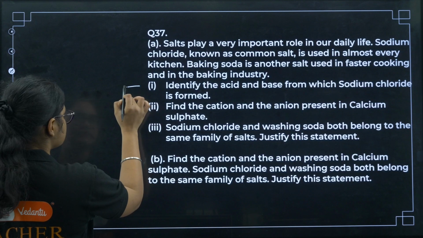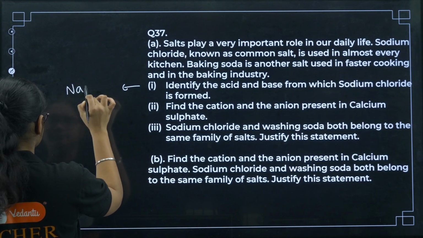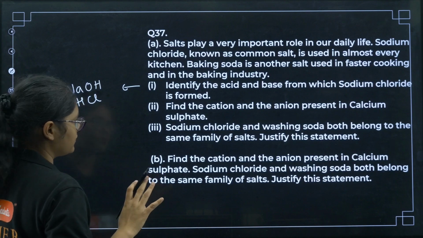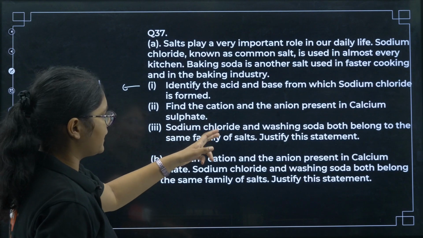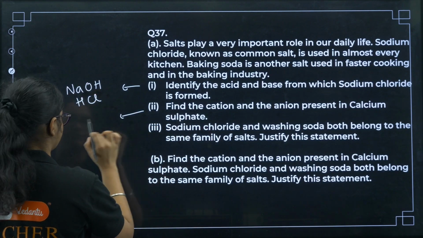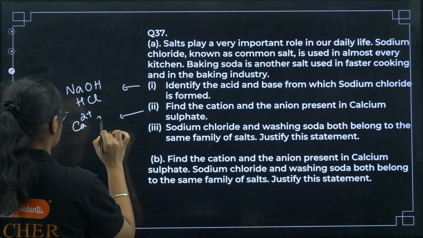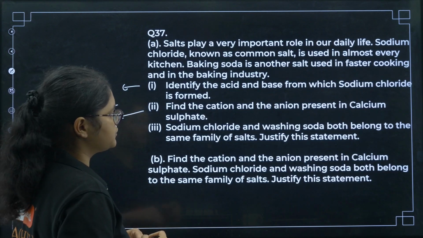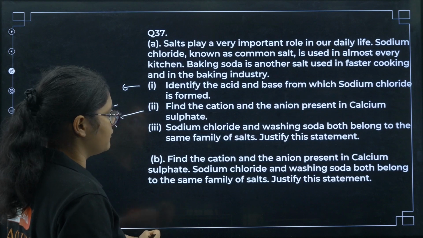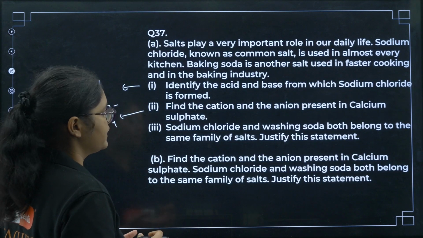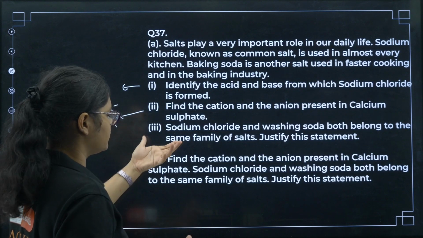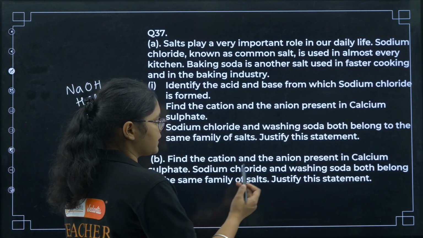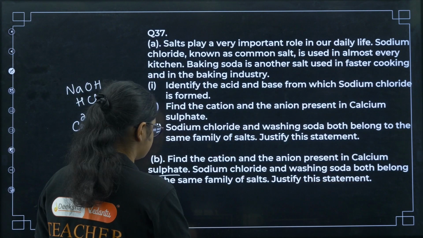Very simple. It is a salt of a strong acid and strong base. So you have NaOH and HCl, that is your base and acid. Find the cation and the anion present in calcium sulfate. So we have calcium 2+ and sulfate 2-. Now sodium chloride and washing soda both belong to the same family of salts. Justify the statement. We have to explain which type of salt they both belong to. I'll do that answer.